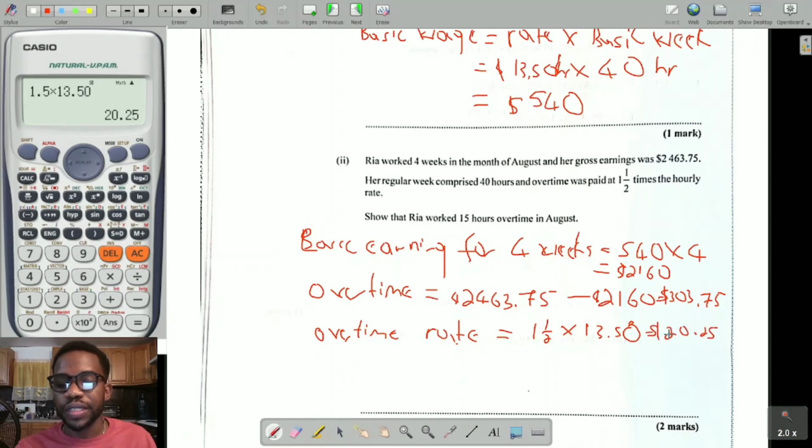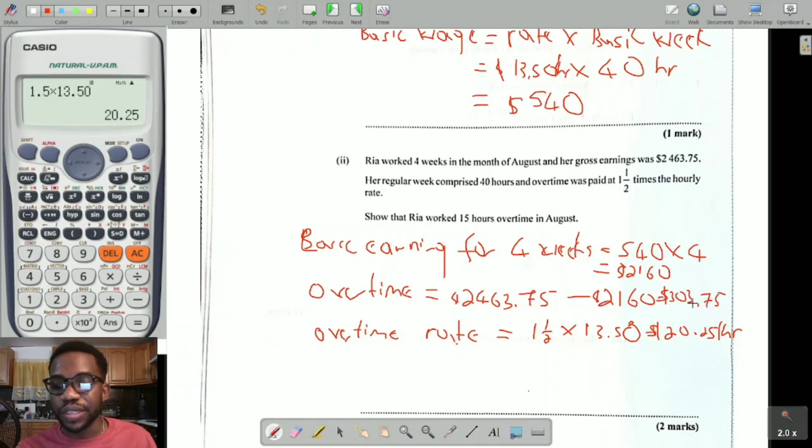Now, what does this mean? It means that he's going to get this per hour. Let me not leave this off. This is how much he's going to get per hour for the overtime. And in total, for the overtime, he worked $303.75. So how do I find the number of hours overtime?